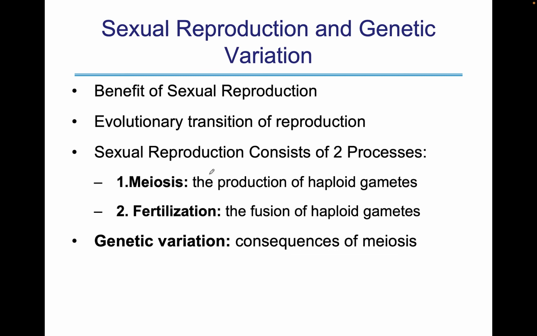So let's go into sexual reproduction and genetic variation. If all reproduction was accomplished through mitosis, life would be dull. It would be boring, because remember, mitosis produces genetically identical cells. So there is a benefit to having sexual reproduction, because without sexual reproduction, everything would be the same. Only the occasional mutation would introduce any genetic variation. All organisms reproduced in this way for the first 2 billion years of the Earth's existence, and it's believed that there was an evolutionary transition of reproduction.